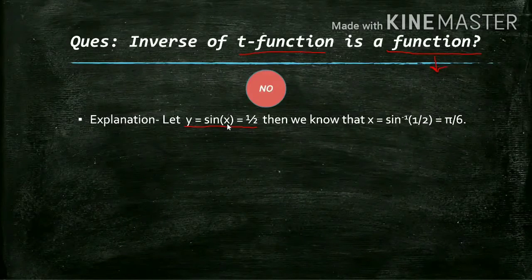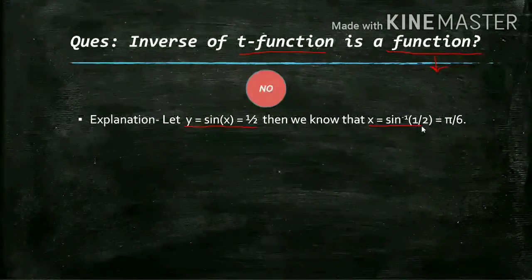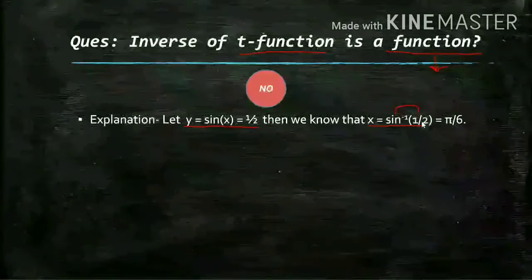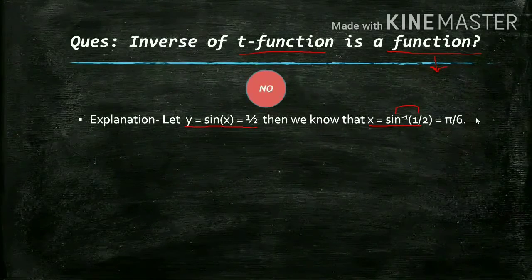Then if I just have to find the value of x, I can write x equal to sine inverse of half. What would be its value? You need to see at what angle the sine would have the value half. And you know it is 30 degrees, that is pi by 6, right? So x would be pi by 6.